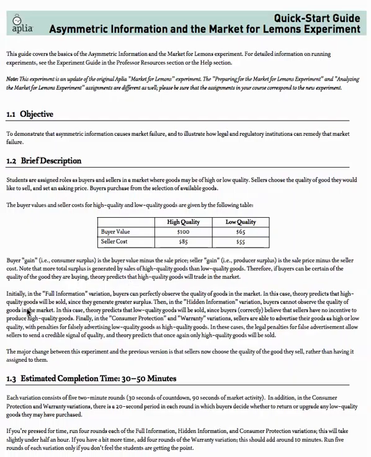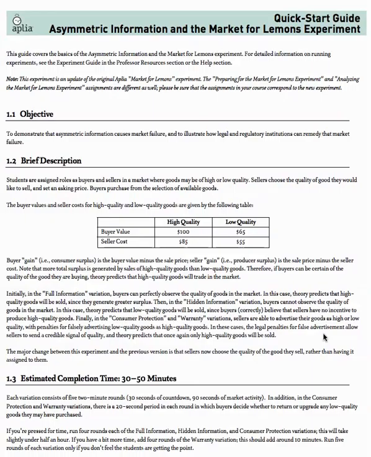So initially what we're going to have is what we call the full information variation. That is, buyers can perfectly observe the quality of goods in the market. In this case, theory predicts high quality goods will be sold since they generate a greater surplus. Then we're going to do another variation, called the hidden information variation. Buyers cannot observe the quality of goods in the market. Now in this case, theory predicts that low quality goods will be sold since buyers correctly believe that sellers have no incentive to produce high quality goods.